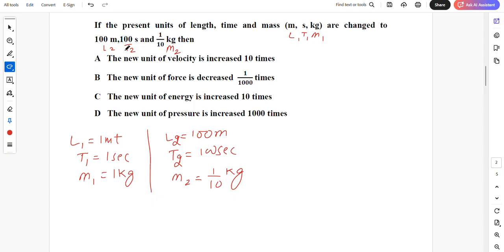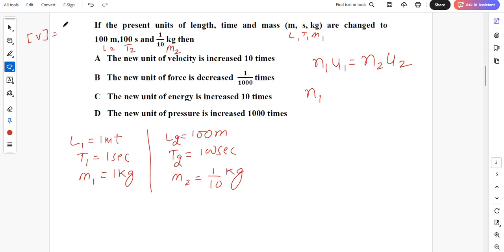Write down correctly. Now conversion of one system of units into another system of units: I can write n1 u1 is equal to n2 u2. What they're asking is, the new unit of velocity is increased 10 times. First system velocity: what is the dimensional formula for velocity? V is equal to what?